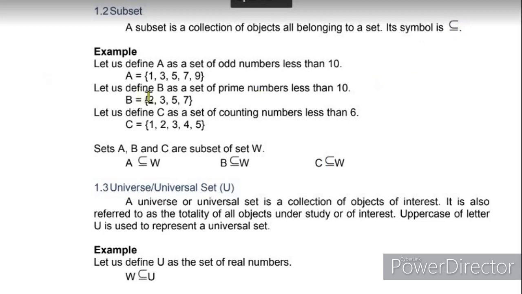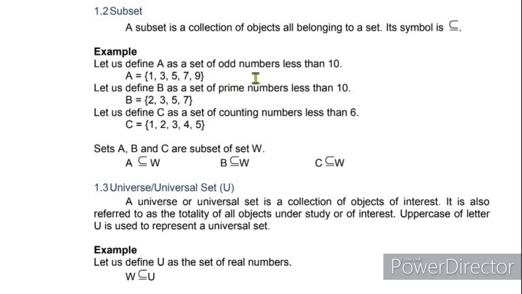Okay? So for example, let us define A as a set of odd numbers less than 10. So to annotate it, we will write capital letter A is equal to, open curly bracket, 1, comma 3, comma 5, comma 7, comma 9. And then we will write close curly bracket because 1, 3, 5, 7, 9 are a set of odd numbers less than 10.